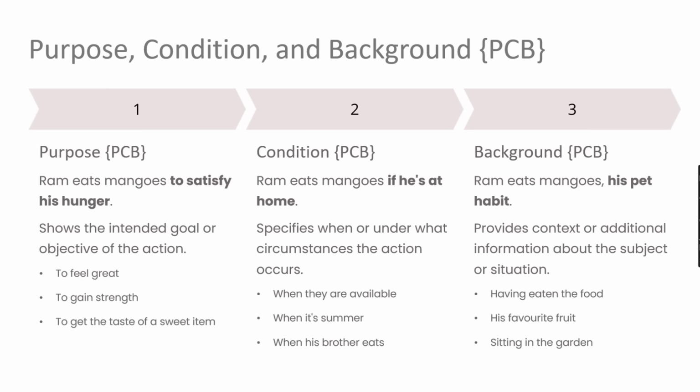Now let's look at the last detail in this example, background detail. Why does Ram eat mango? You have to add background detail, but your background detail will add no value to the subject, object or verb because it will be independent of the subject, verb and object. In this example, I have added "Ram eats mango, his pet habit." You can write this sentence differently in other contexts. Having eaten the food, Ram eats his mango. Ram eats his mango, his favorite food. Sitting in the garden, Ram eats mango.